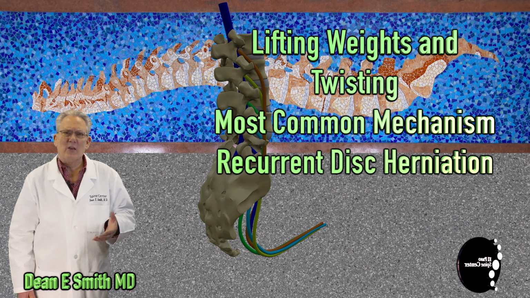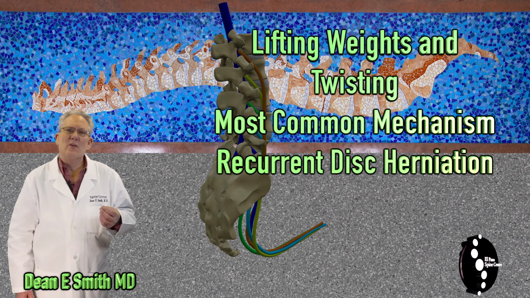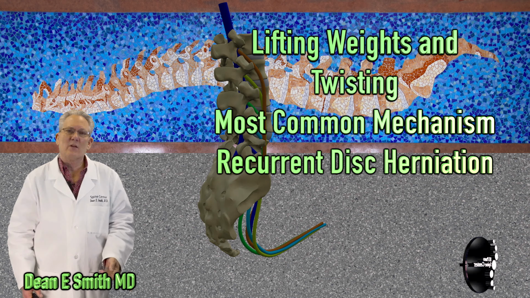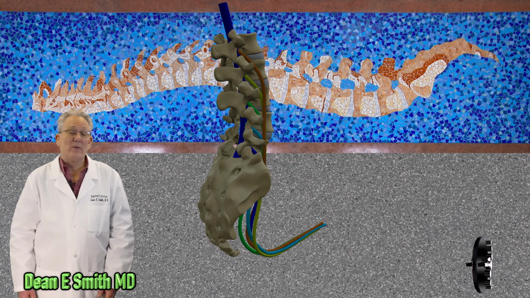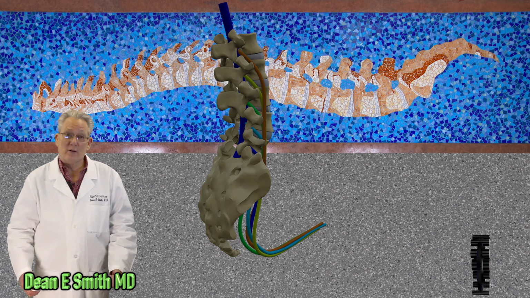Keep in mind, if somebody is going to reherniate a disc, they usually do it using a mechanism that involves not only lifting but twisting. You can twist, but be very careful not to twist while lifting weights.